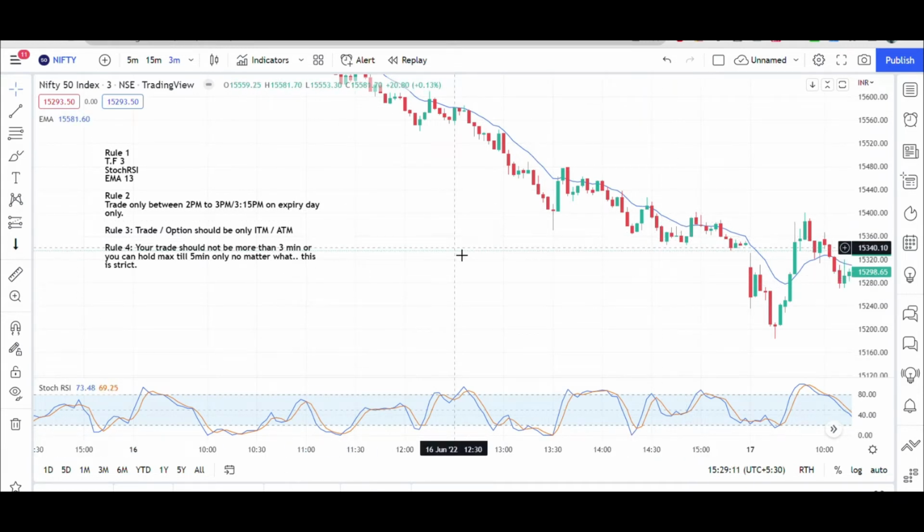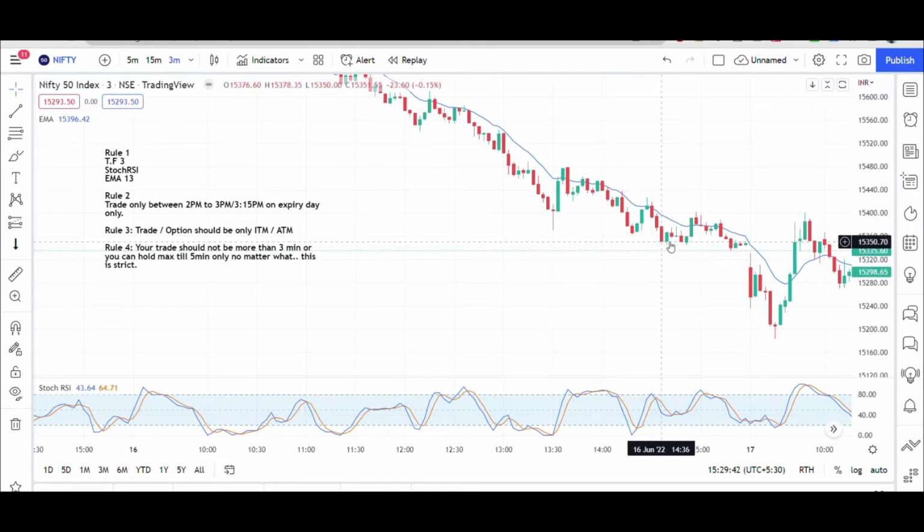And in this last 1 hour, the options will be very much cheaper. So you can even go with 1000 quantity, 600 quantity, 500 quantity. And your trade option should be only in the money or at the money. Your trade should not be more than 3 minutes, and there is some signal that will allow you to hold till 5 minutes. But sometimes I'm taking the trade only for 50 seconds or at most 1 minute 30 seconds, and then I'm exiting in this quick scalping.